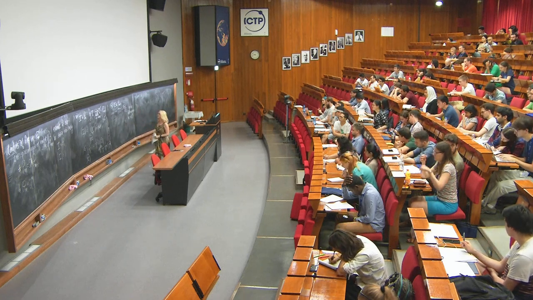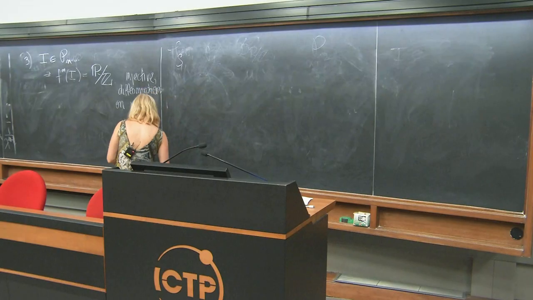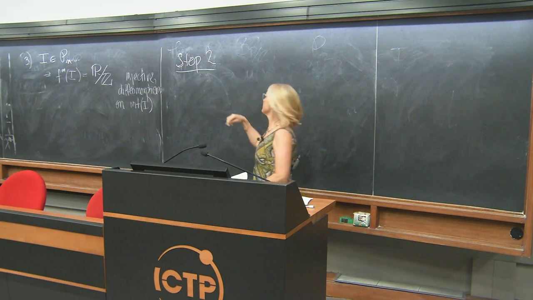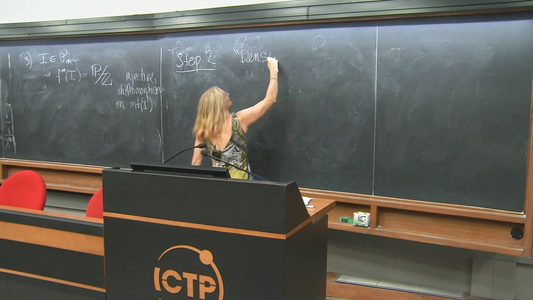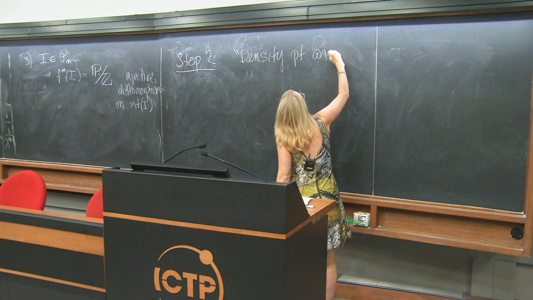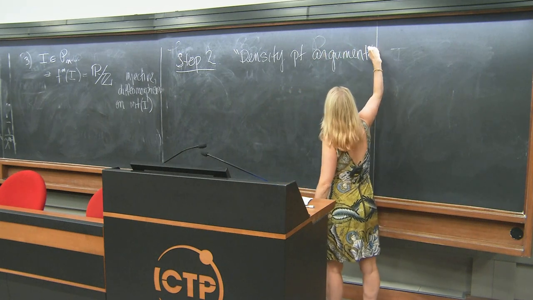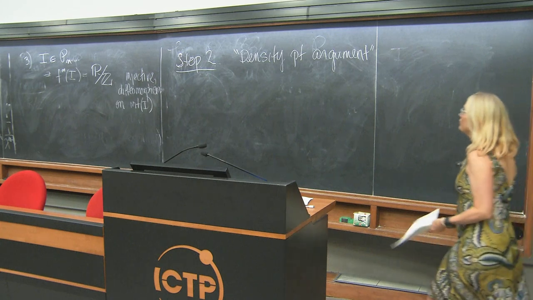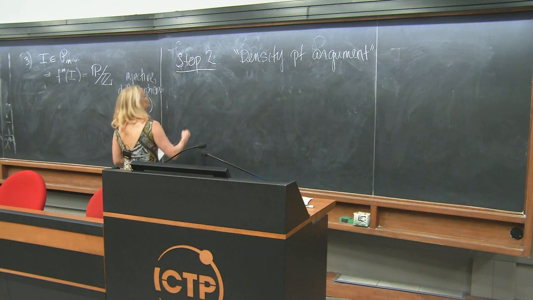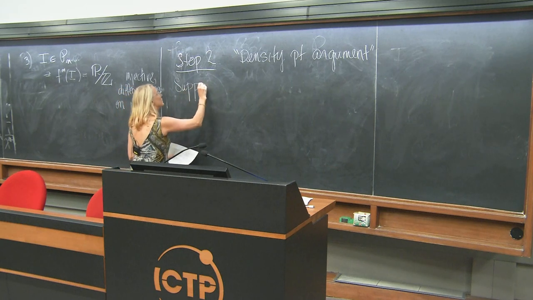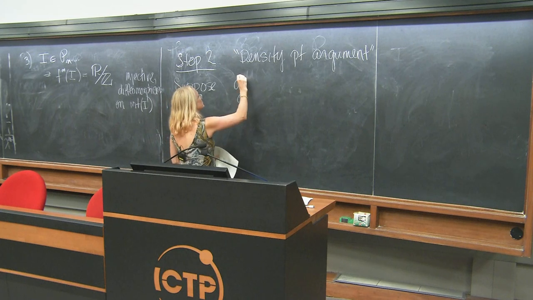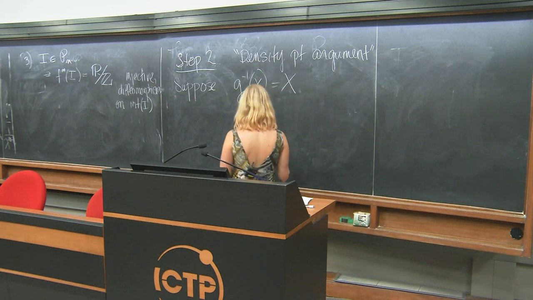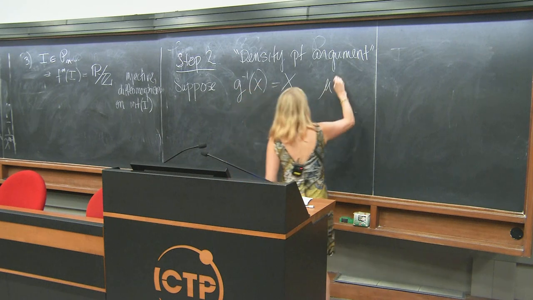Okay, so that was kind of step 1, was constructing these partitions. Step 2. Now we're going to use the sort of density point argument. And actually, the exercise that I gave you turns out to be much more convenient to use in this setting than the actual Lebesgue density theorem. So we're going to use that exercise. So suppose we have a set that's invariant under G. And suppose that this set has positive measure.